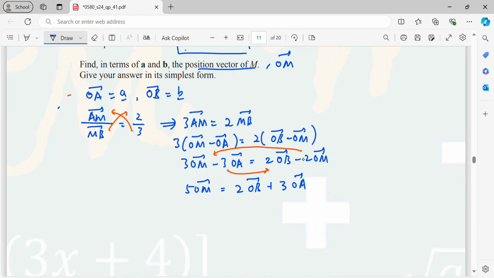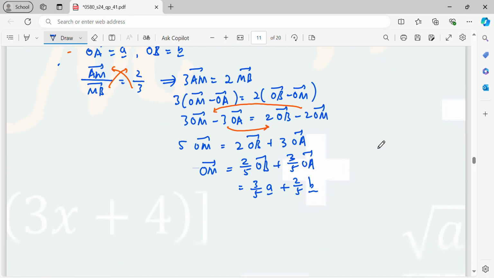So now 5OM. That means to get the OM, my 5 will move down to the other side. It will be 2 over 5 OB plus 3 over 5 OA. Then my OA is a, OB is b. That means I will just write 3 over 5 a plus 2 over 5 b. So that is my position vector of M in the simplest form.